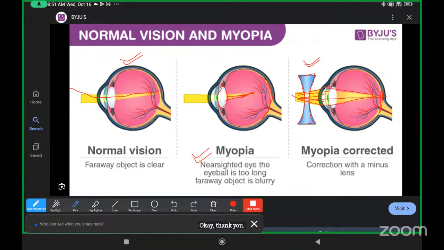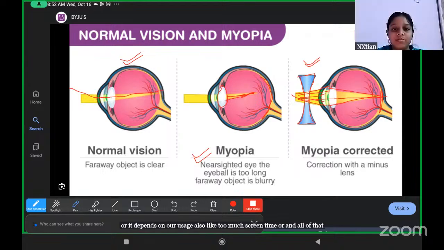Now, myopia can increase with age. The age factor is there, Abraham, but basically after a particular age, it starts happening. Or it depends on our usage also, like too much screen time and all of that. That also may lead to it because the rays come directly into our eyes. How does the screen affect it?